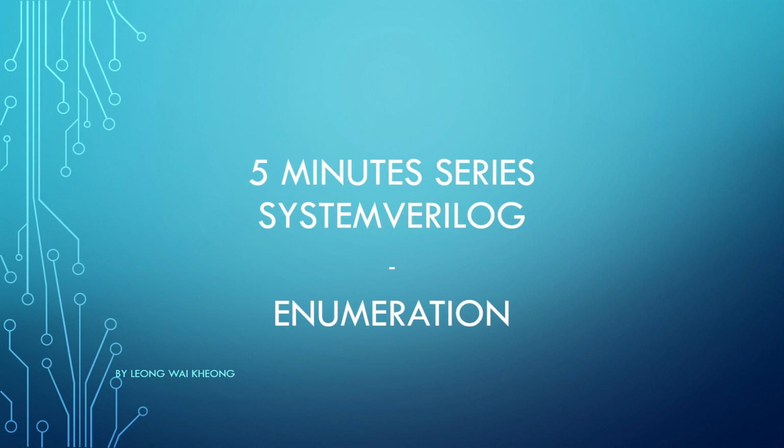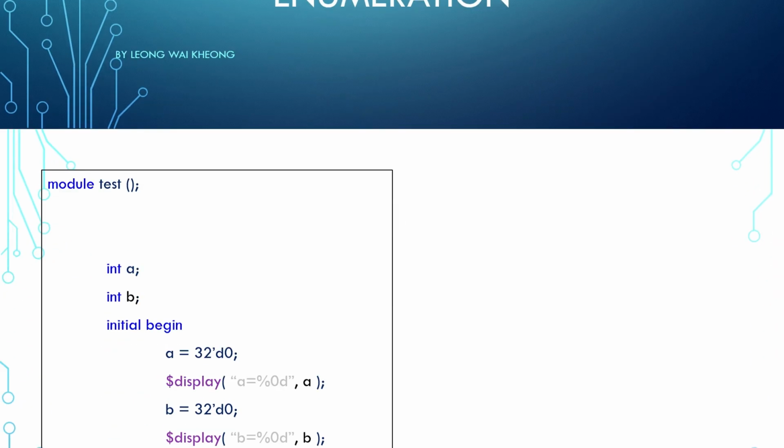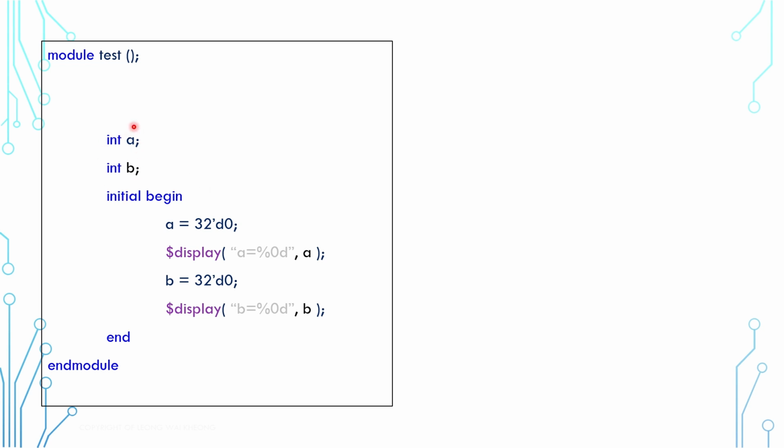This is SystemVerilog in 5 minutes. In this video, we'll talk about enumeration. This code has two int, a and b, and they are both set to 0.